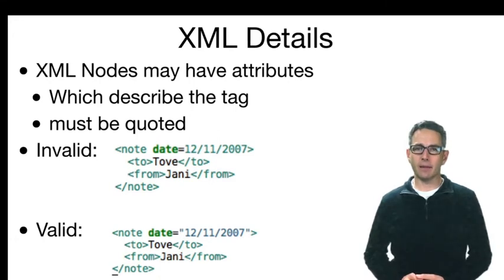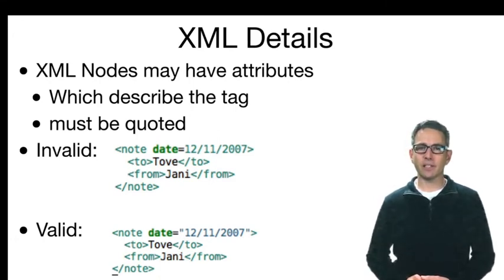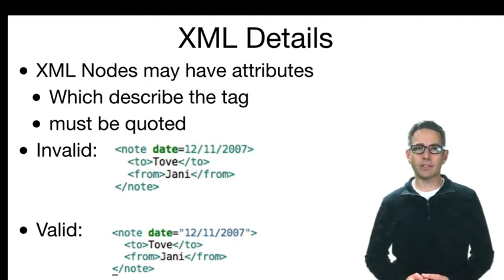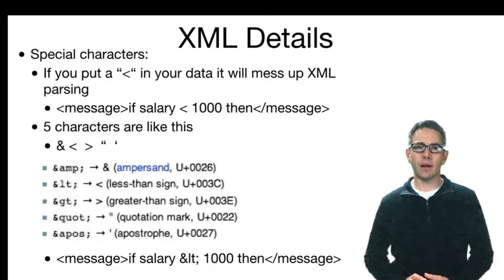So an invalid example of putting a date attribute into the note tag is this first example. It's invalid because although the date string is fine, it's not enclosed within quotes. The second example demonstrates properly generated XML syntax for an attribute in which the value of the date attribute of the note tag is enclosed in double quotes. Now this attribute structure is a little bit funny because it turns out that attributes can be interchanged, and I'll demonstrate that in a second.